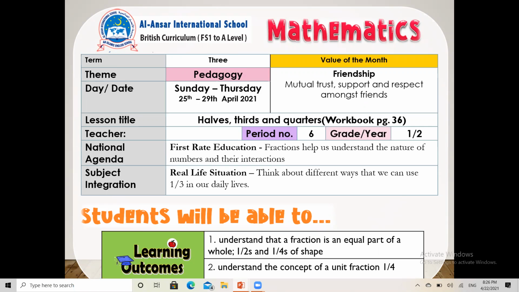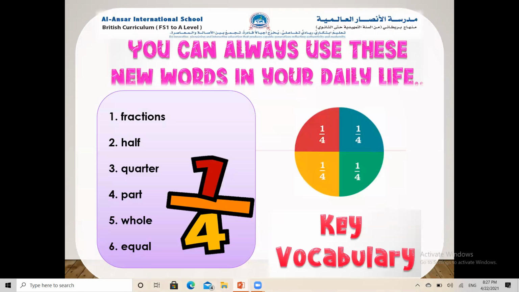And today's lesson title is halves, thirds, and quarters. By the end of today's lesson, you will be able to understand that a fraction is an equal part of a whole, halves and quarters of shape. Understand the concept of a unit fraction quarter.